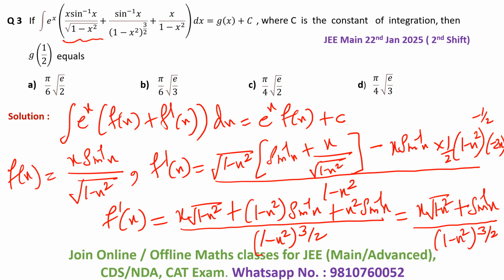Now, if you just separate these two terms, you are going to get sine inverse x upon (1 minus x square) whole power 3 by 2 plus x upon 1 minus x square. So that means if this function is f(x), then this particular remaining function is f'(x). Now it has clearly taken the shape of integral of e power x into (f(x) plus f'(x)) dx. So the answer is very much obvious now. It is going to be e power x into f(x). Fine. Now we move further.